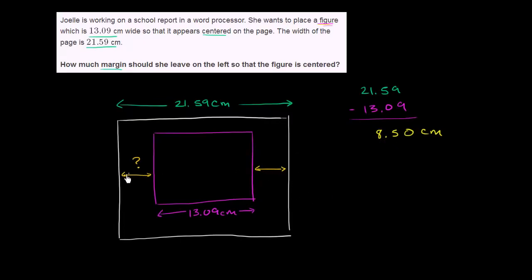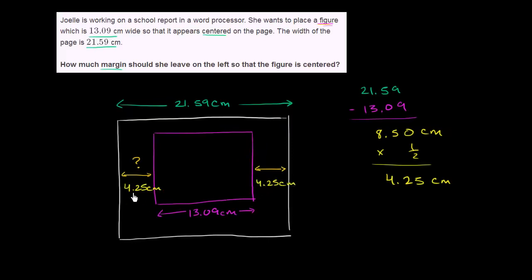Now, if we want to figure out what the left margin should be, if we want to center it, well, we just want to split this evenly between the left and the right margin. So we just want to divide this by 2. So if you divide 8.50 by 2, or multiply it by 1/2, I guess, that might be a little bit more obvious either way. So if we multiply this by 1/2, you are left with half of 8.50 is 4.25 centimeters. So if we want it centered, this is going to be 4.25 centimeters. And of course, this is going to be 4.25 centimeters as well.